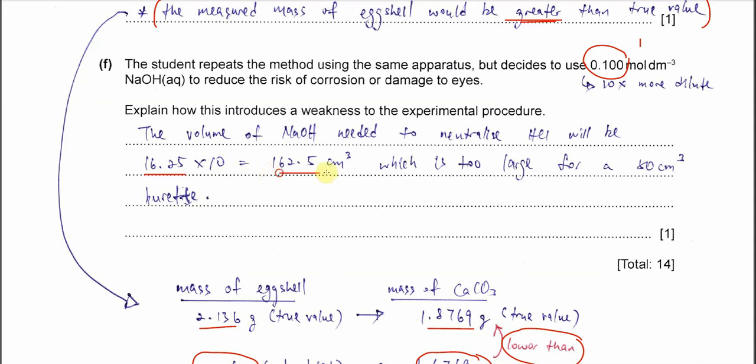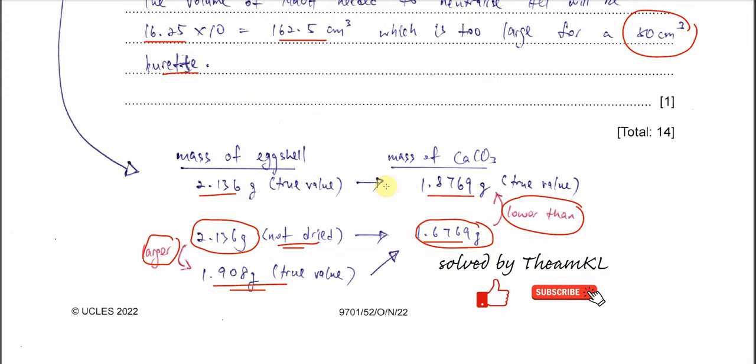And this is not good because this volume is much larger than the burette used. Normally the burette we use is 50 cm cube. That's why this is the weakness of the experiment procedure, the volume is too large now. And the burette is not really suitable to use. Okay, that's all. Thank you.